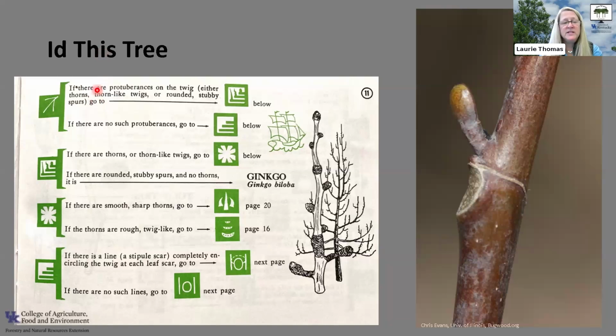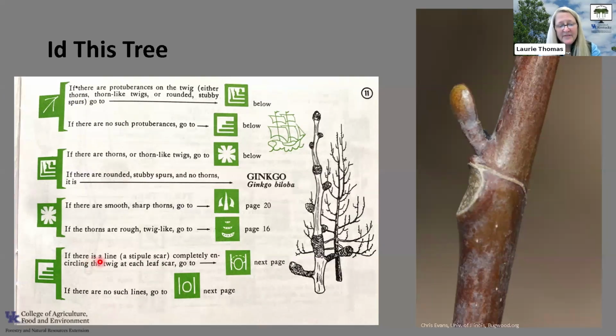So we're going to go up to the top bracket, and it asks if there are protuberances on the twig, either thorns or thorn-like twigs or round stubby spurs. We don't see any kind of protuberances or thorns on our twig, do we? So we don't see those. So we're going to go all the way to the bracket at the bottom.